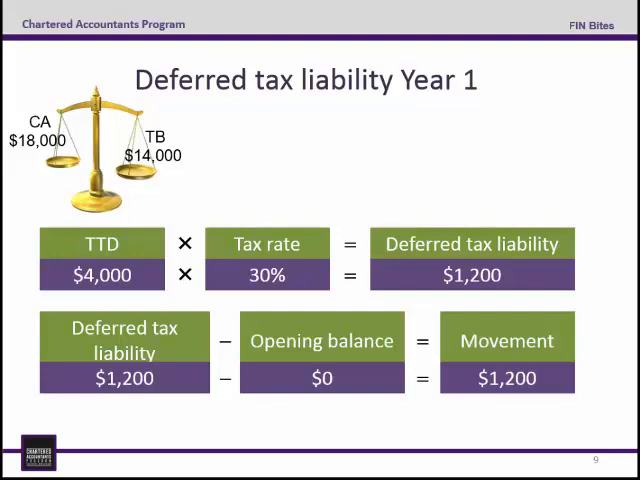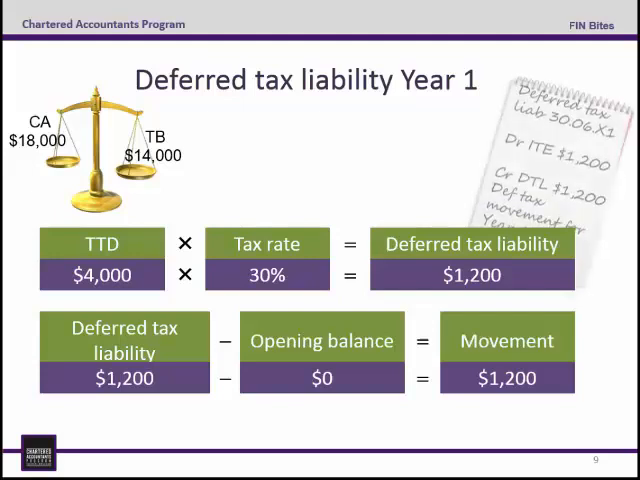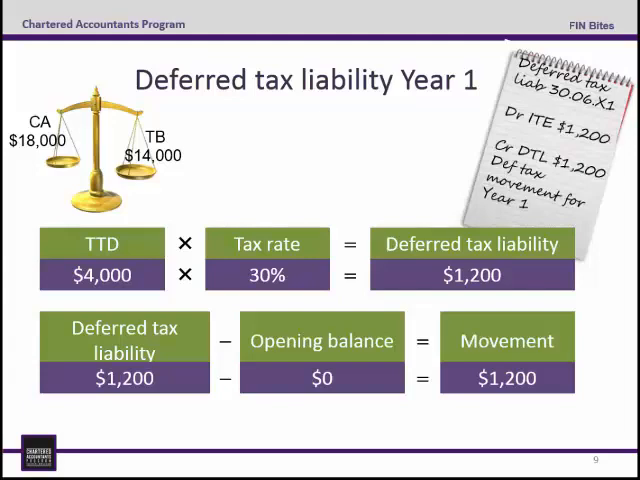We've got a DTL at year end of $1,200, therefore the movement for the year is $1,200 credit. The liability has gone from $0 up to $1,200, so we need to credit the DTL for $1,200 and debit our income tax expense. And so that's the deferred tax movement for year one.